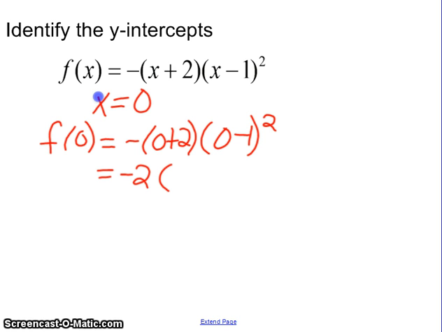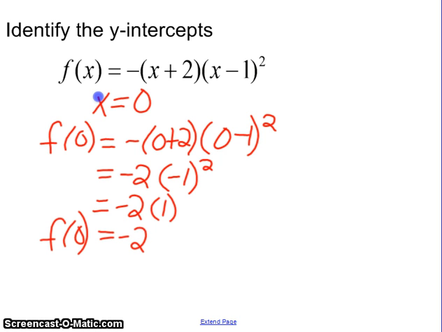Now for these parentheses, I'm going to simplify inside the parentheses first, which gives me negative 1 to the power of 2. Be very careful with your order of operations and your signs here. My exponents come next, so negative 1 to an even power is a positive 1, and negative 2 times positive 1 is negative 2. So the y-intercept is 0, negative 2. The x-coordinate for the y-intercept is 0. 0, negative 2 is the y-intercept.